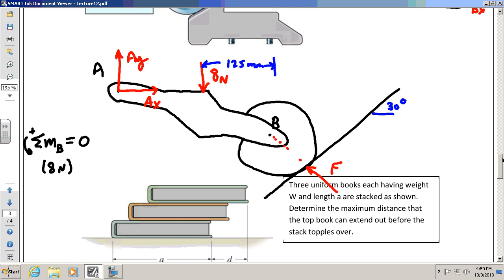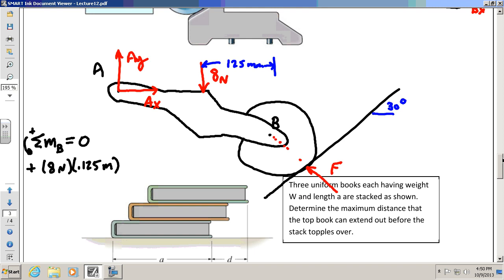So I'm going to put this in meters, and it's going to be 0.125 meters, because I don't want to do millimeters. I like meters. So we're going to say 8 newtons times 0.125 meters, and if you look at it, that's a positive moment about B, because it's counterclockwise about B, the 8 Newton force. You see that?